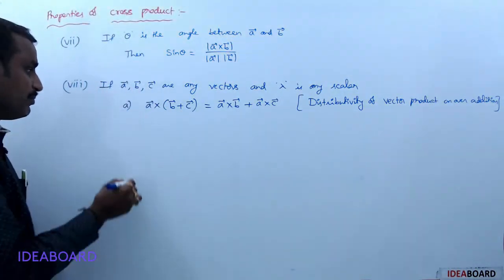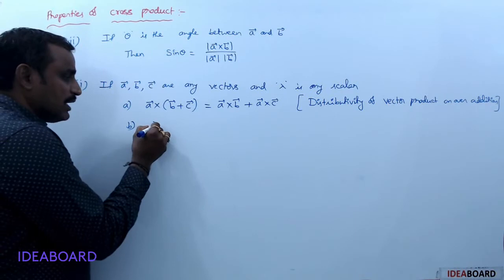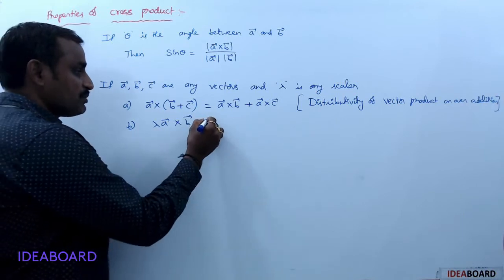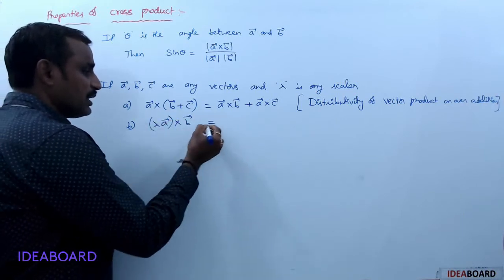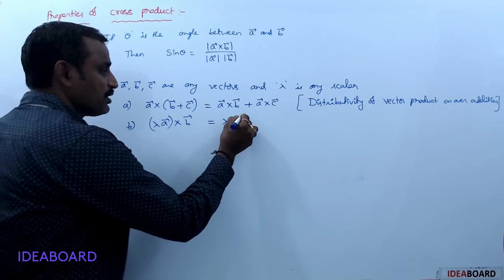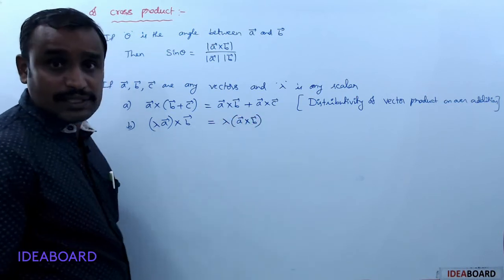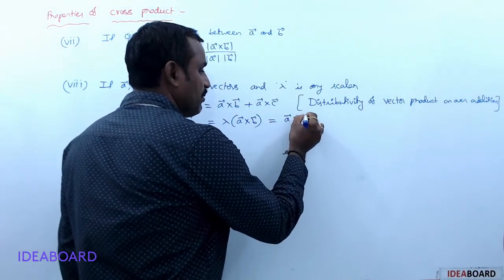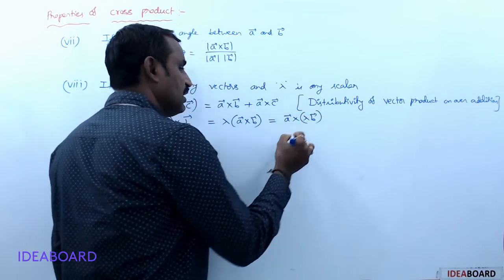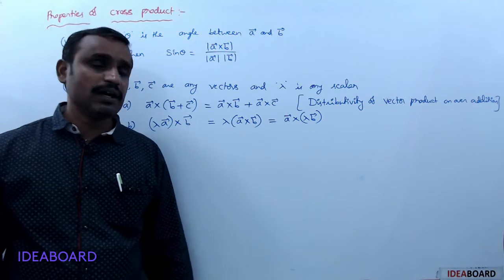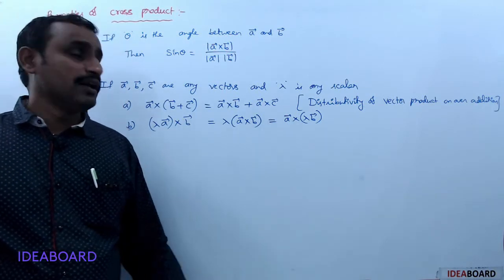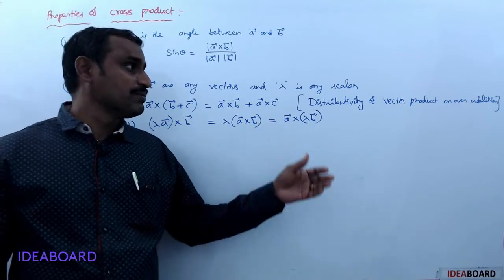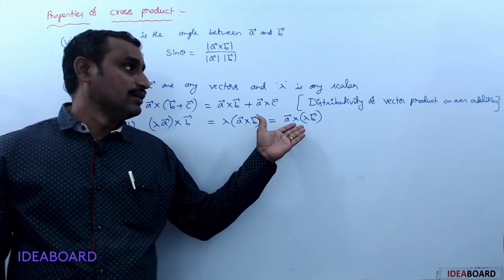So now next one, a scalar multiplication of a vector cross product with another vector. Lambda a bar cross b bar is equal to lambda times of a bar cross b bar. This again you can write as a bar cross of lambda times of b bar. This is the possibility: scalar multiplication with the first vector, scalar multiplication with the second vector, or else scalar multiplication with the cross product of two vectors. So now this is the possibility we have in the vector cross product.